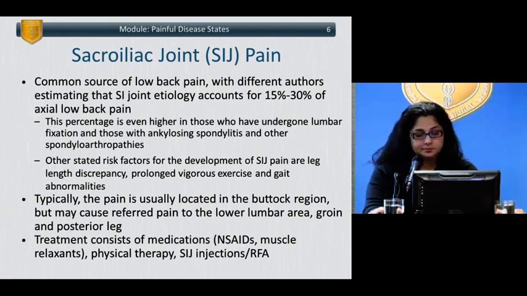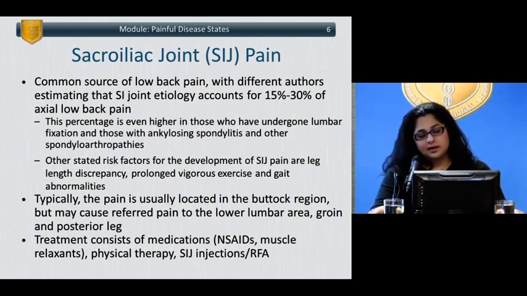Sacroiliac joint pain can also occur and is considered a type of somatic pain. It usually presents with pain in the lower back area. It often does not radiate. If it does radiate, it won't go back past the knee, and it radiates down the posterior aspect of the thigh.